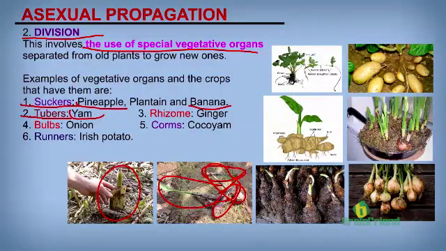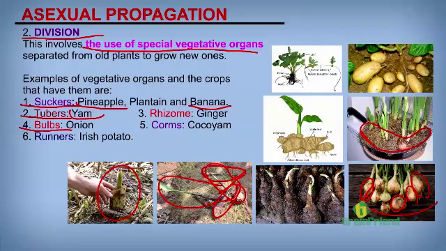The next type of special vegetative organs are the bulbs. The bulbs are used to cultivate crops such as the onion. These are the bulbs of the onion crop. You can see when they are planted in the soil, they sprout and begin to grow as new onion plants.